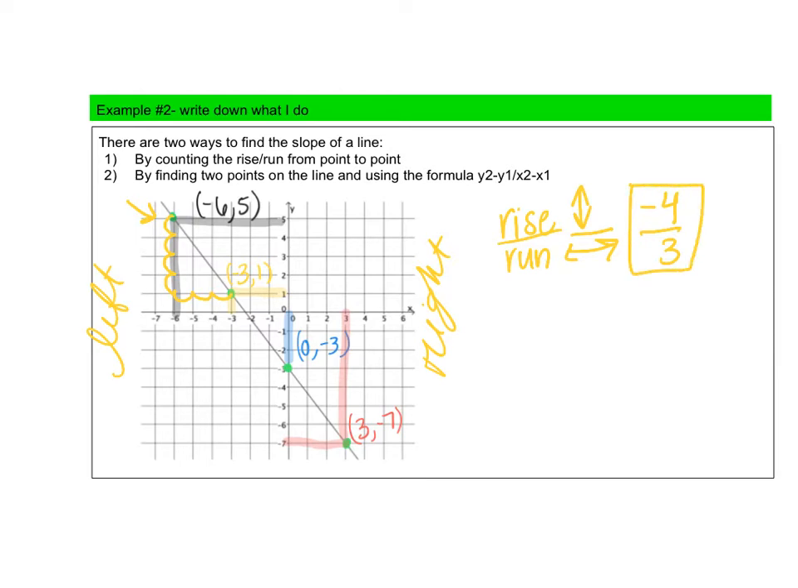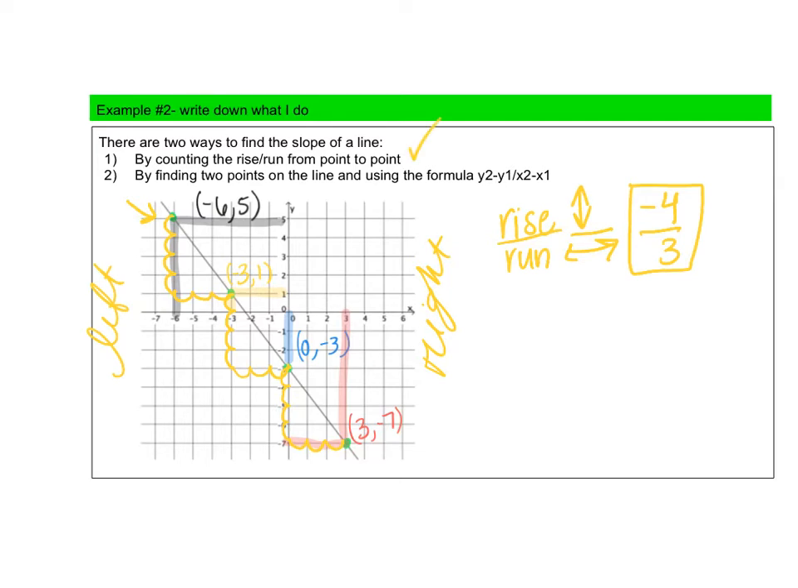And I can check it with my next point. Do I go down 4? 1, 2, 3, 4. Do I go over 3? 1, 2, 3. Yep. And for my next one, do I do the same thing? Yep. Down 1, 2, 3, 4, over 1, 2, 3. So that is my slope, down 4 over 3, using rise over run.